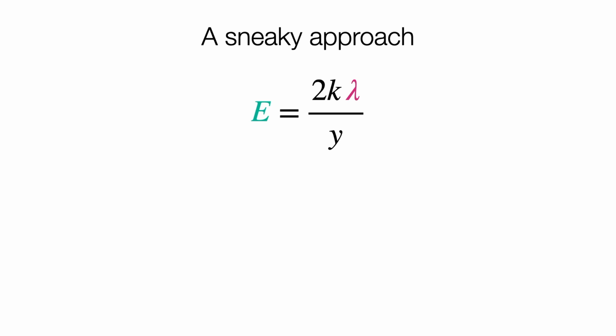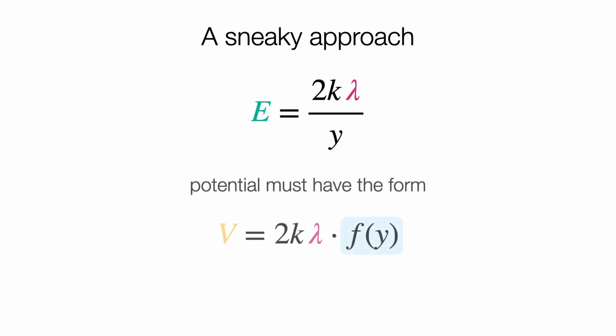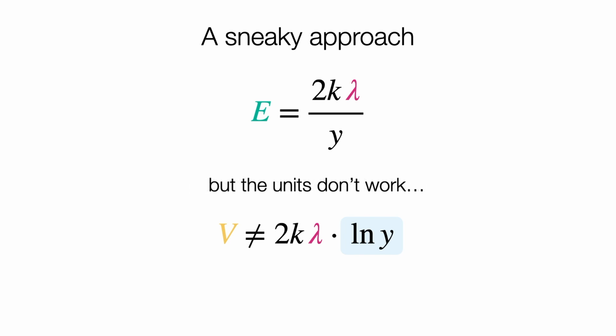And with the benefit of hindsight, we can get at the answer another way from more general arguments. Given that the electric field looks like this, the potential must have the form 2kλ times some function f of y. And we might be tempted to say, okay, well, I know the derivative of natural log y is 1 over y, so that's the answer. But that can't be right because the units don't work out. The units of potential are whatever k times λ has. In the usual SI system, that's volts.